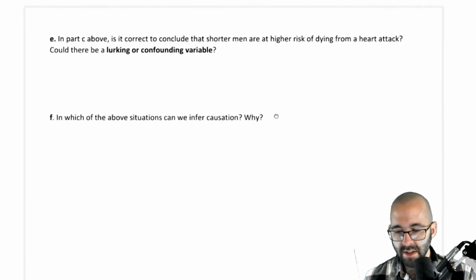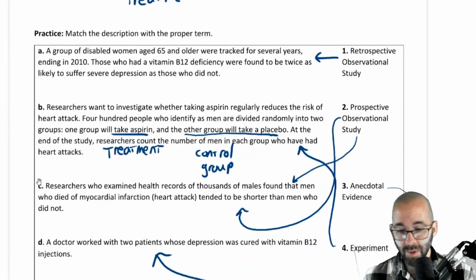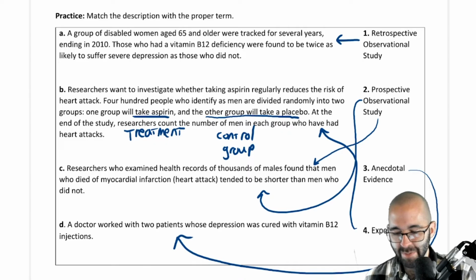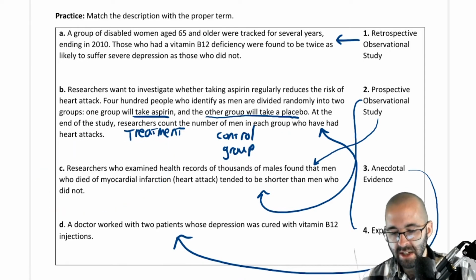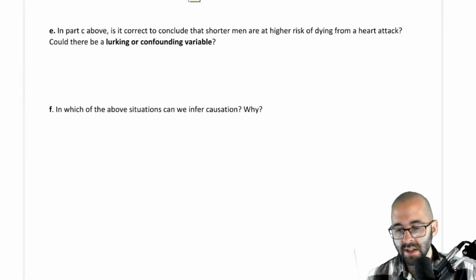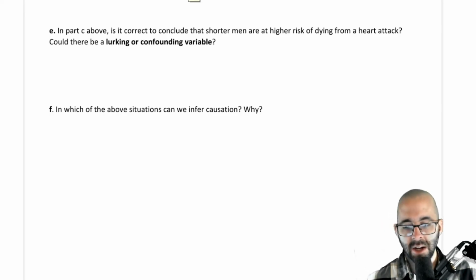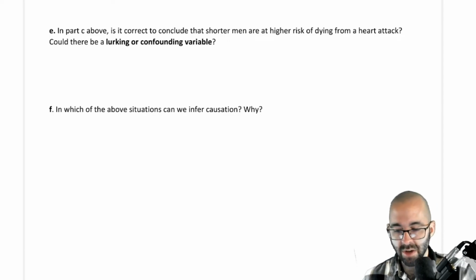Specifically, in part C above, that was this one. Sorry, I didn't have my pen selected. In part C, the one it's asking about, examining the health records, is it correct to conclude that shorter men are at higher risk of dying from a heart attack? No. Right? There might be a confounding variable.